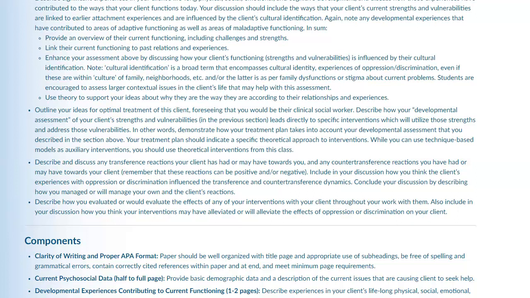Lastly, I don't want you to forget to evaluate the efficacy of those interventions with your client and your work. So you can look at, maybe this would be a reevaluation of a treatment plan. It could be more informal. It could be just some check-ins with your client. It could be objective measures that you might use with your client. And you might want to also discuss how you think those interventions might have alleviated or will alleviate the effects of oppression and discrimination. So the oppression and discrimination piece is something that you're going to kind of weave throughout this entire developmental assessment.